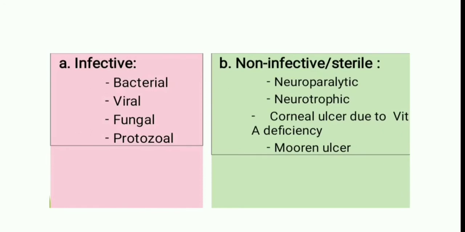Now the etiology, based on the etiology you can broadly classify this into 2. One is infective cause and non-infective cause. So the infective cause, it can be like a bacteria, virus, fungus or protozoa. Non-infective causes, it can be neuroparalytic, neurotrophic or vitamin A deficiency and Mooren ulcer. So we will be discussing them in detail.